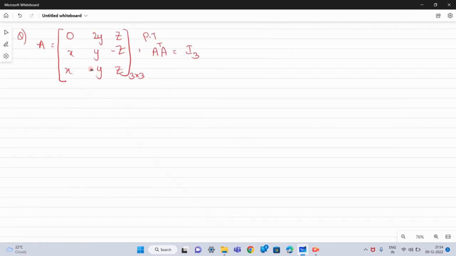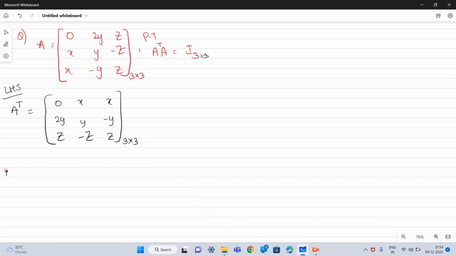In this question, matrix A is given of order 3 cross 3 and we need to prove A transpose A is the identity matrix of order 3, meaning 3 cross 3. First, let's take the LHS part. Let's write A transpose. In A transpose, rows become columns. First row becomes first column, second row becomes second column, and third row becomes third column. Same order, 3 cross 3.